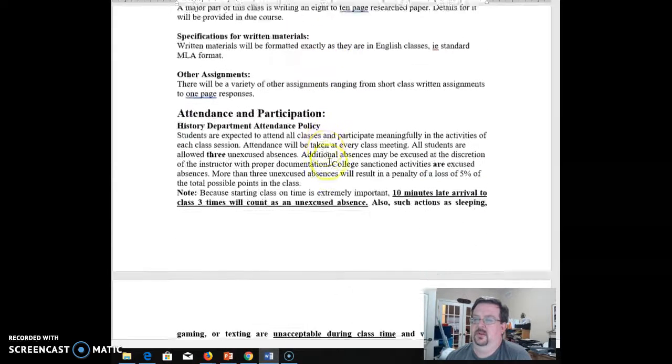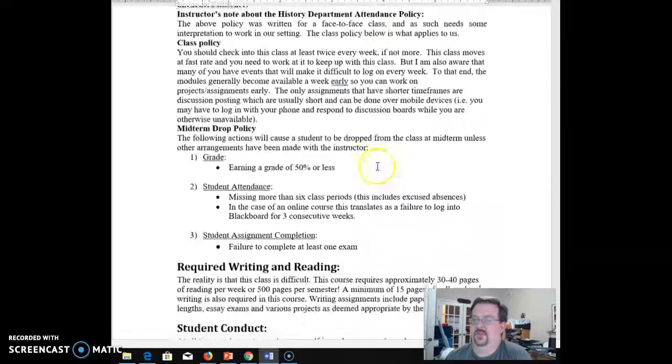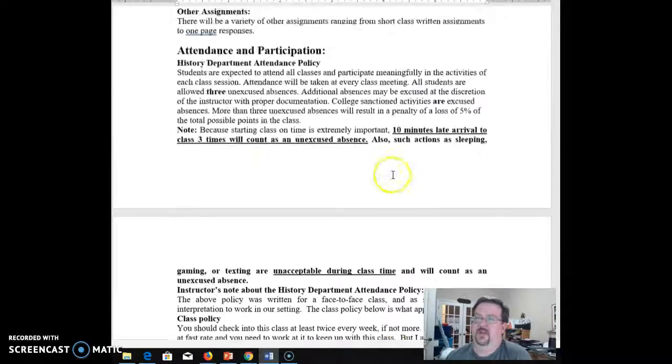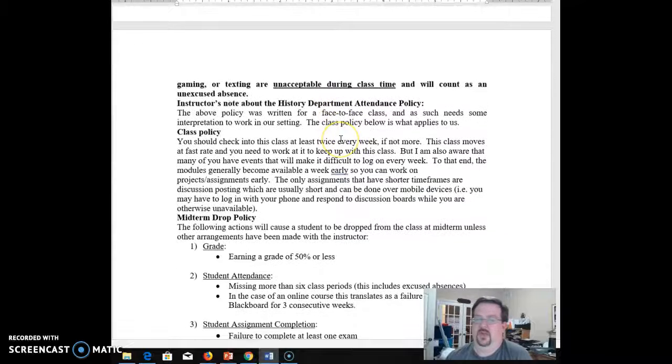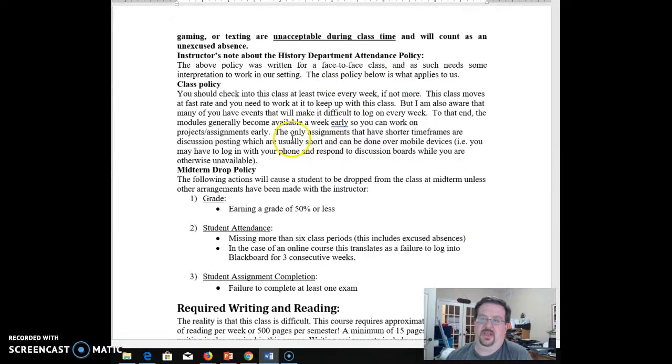The attendance policy for this class has to be a little bit different. There's a standard one for the history department, but it's for traditional classes. Here's how the class policy works. You should be looking at this class a couple times a week. The class moves fast, and you've got to keep up.